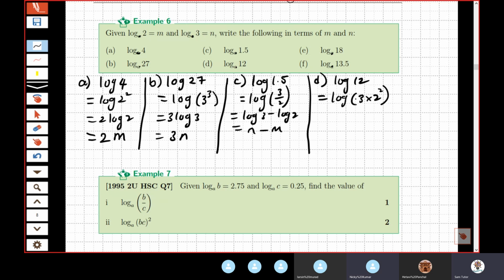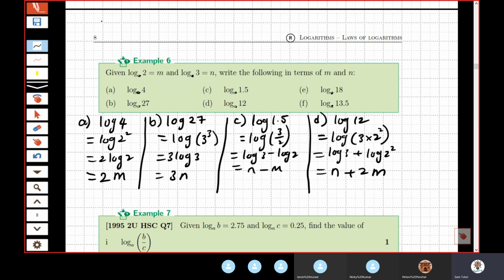3 times 4 is 12, which is the same as 3 times 2 squared. And then what do you do when you multiply? Add. You add your logs. Yep. 2 squared, we've already worked out here. It's just 2m. So your answer is log 3, which is n, plus 2m. E, log 18.